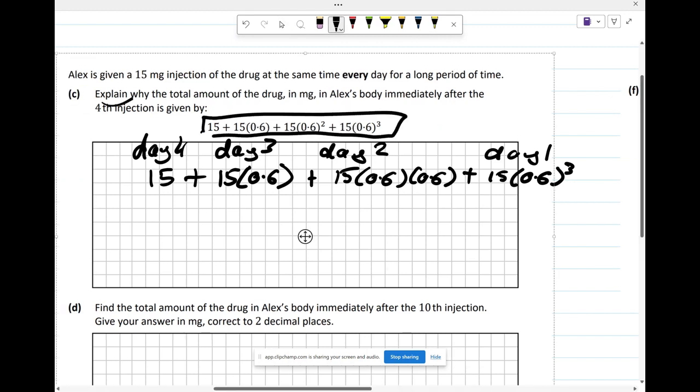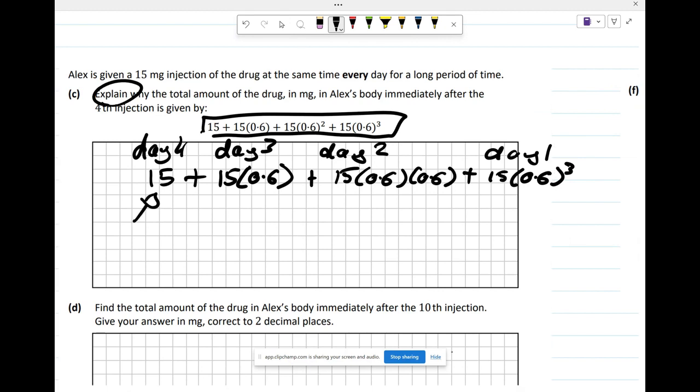So it does say explain, so we would need to give some kind of words. So all you would need to say is that the first 15 represents the injection he just got, and then the next 15 times 0.6 represents the shot from the day before, and then the day before, and the day before. And that's all you have to say.